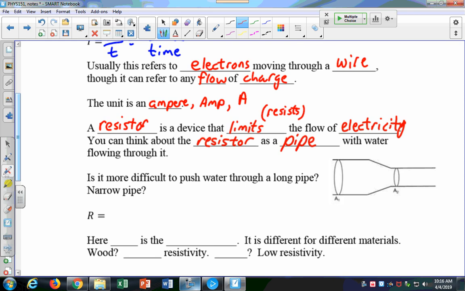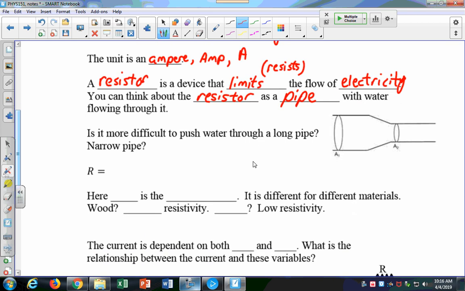Your pipe is defined by two qualities. Just like with the capacitor, which was defined by the area and the separation, if I have a pipe or a resistor, it's defined by two quantities: the length of the pipe and the cross-sectional area. So, is it more difficult to push water through a long pipe or a short pipe? Through a long pipe, right.